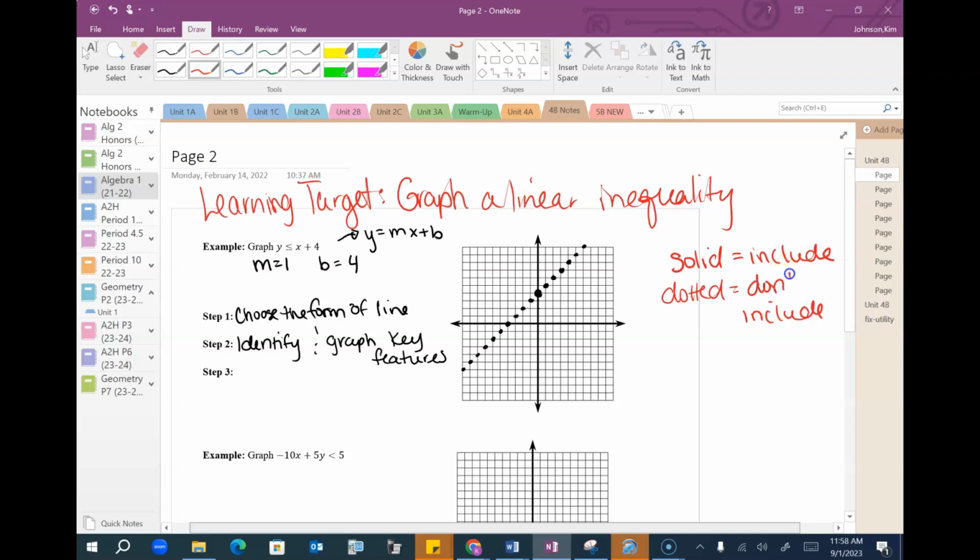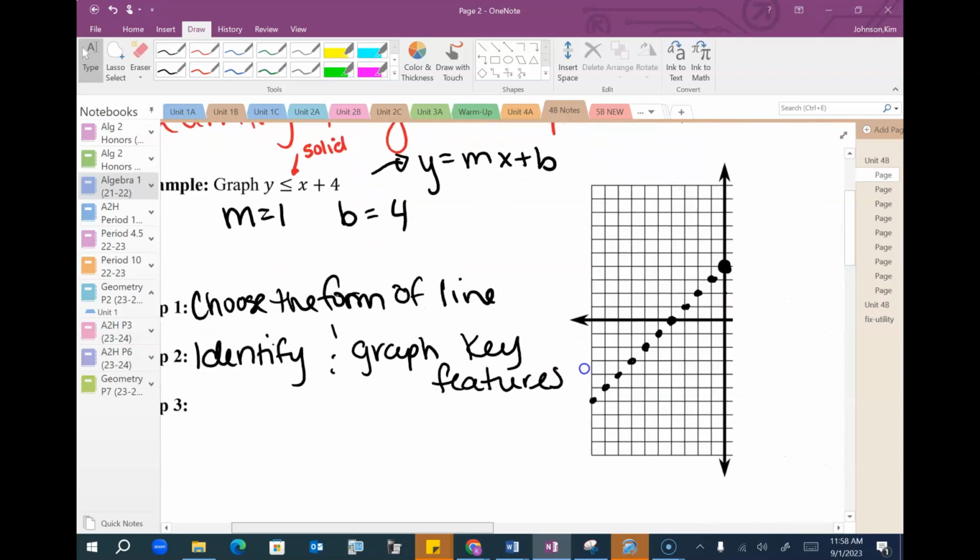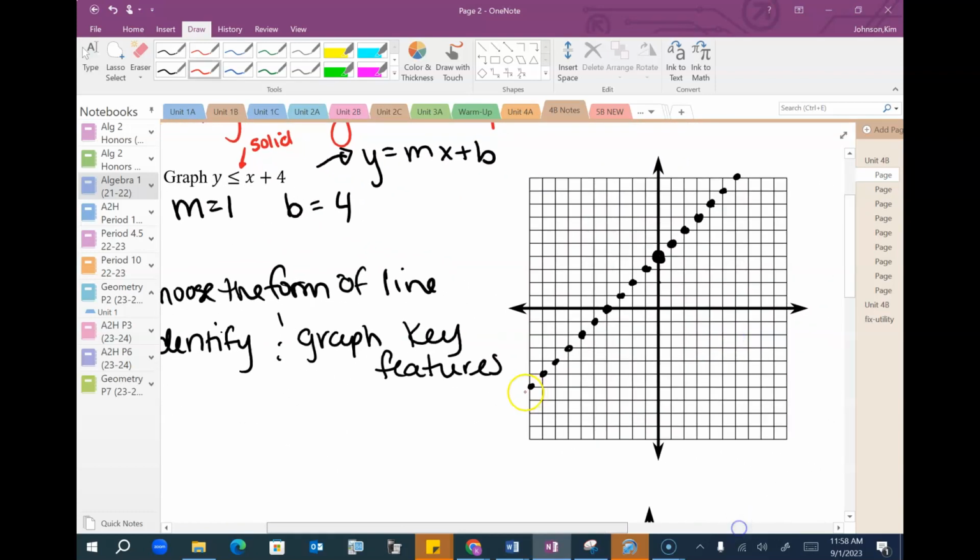Okay, so I'm going to look at my inequality symbol. This inequality symbol is underlined. It says less than or equal to. When I have the symbol underlined and I want to include the points that are equal to the value, then I want to make sure that I use a solid line. So I'm going to use a solid line to connect these points. So we'll do that, connect them all the way through, okay?